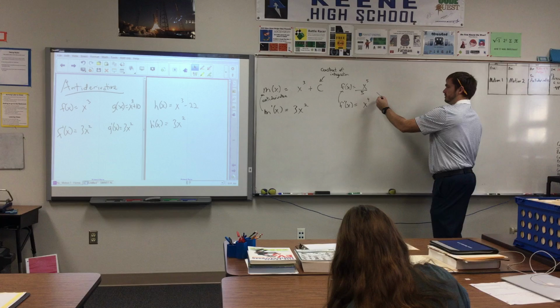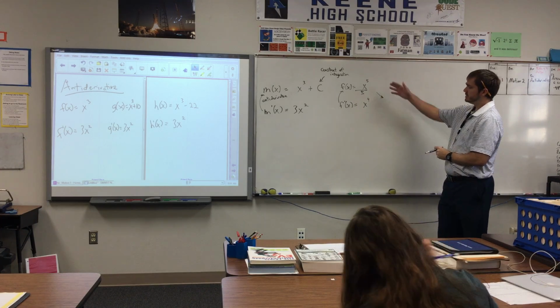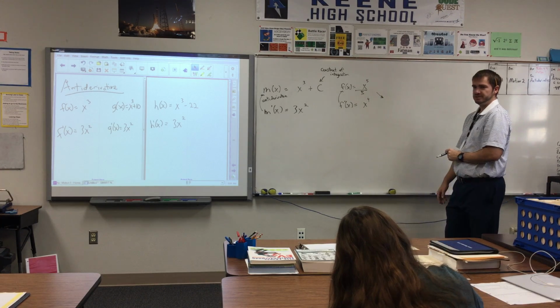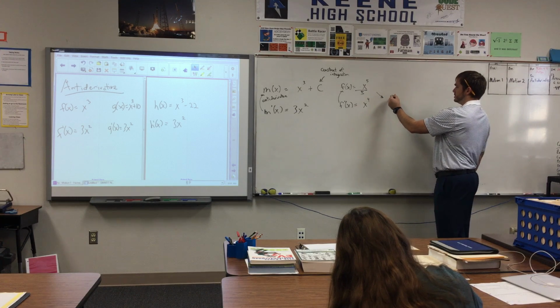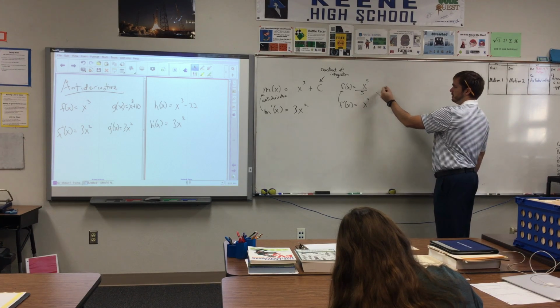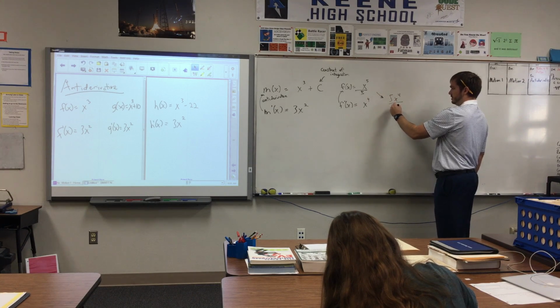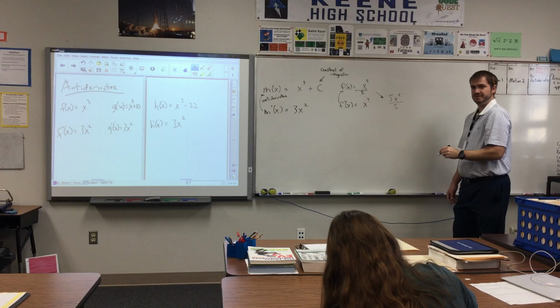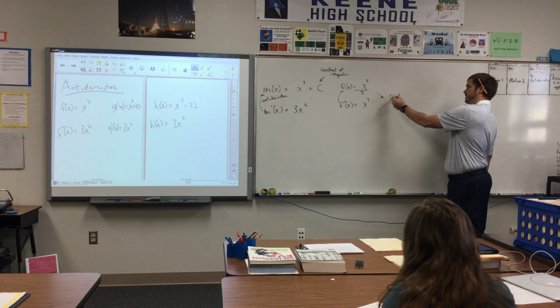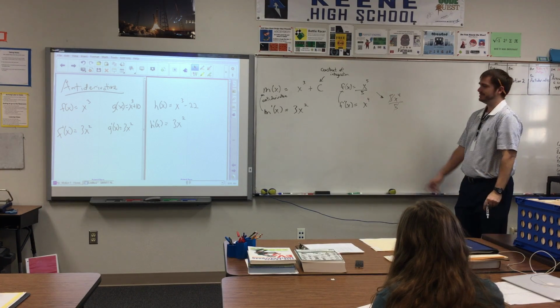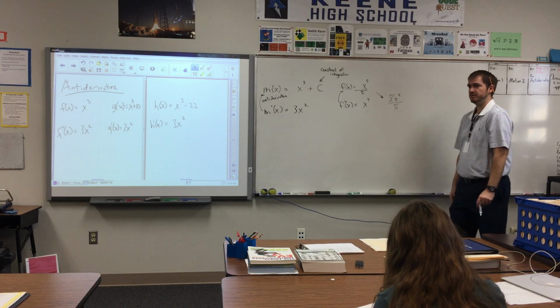Let's check that together real quick. What's the derivative of x to the fifth over 5, class? It'd be 5x to the fourth over 5. They cancel, and you end up with just x to the fourth.